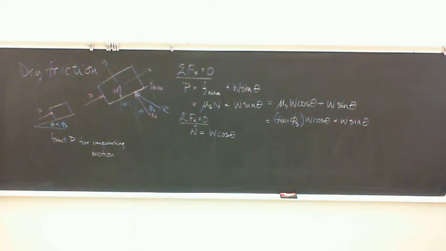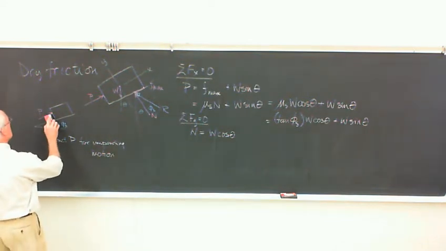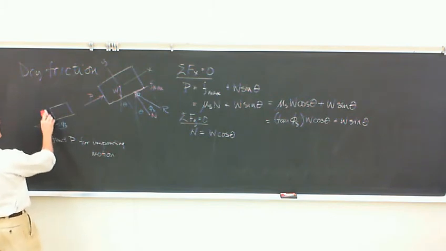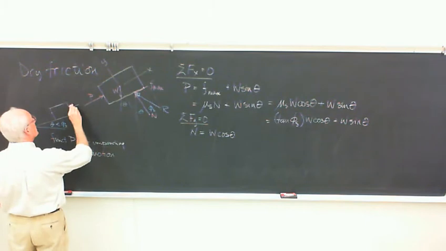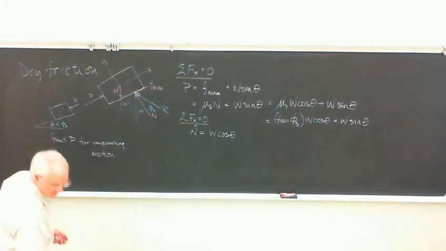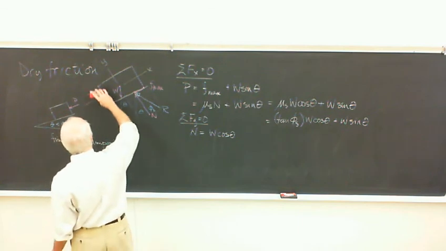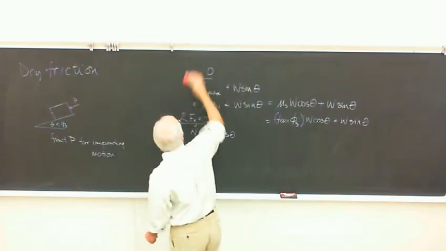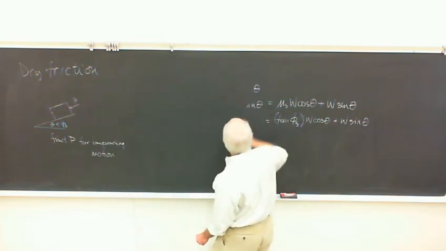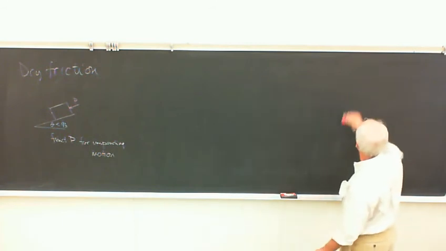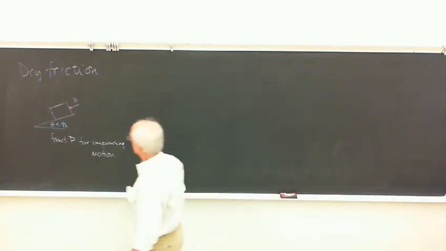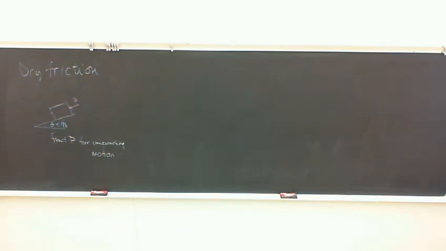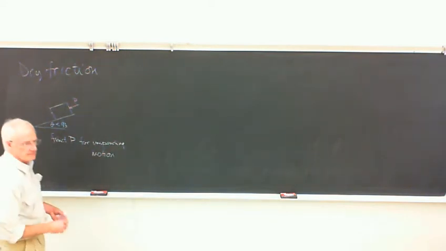Okay, got it? And we can do the next part of the problem, where we push it down instead. So you set that up. Find P for impending motion. Since we're at an angle less than the static friction angle, it's on its own below impending motion. So what P would cause it to just start to move? Just get to the point of impending motion.